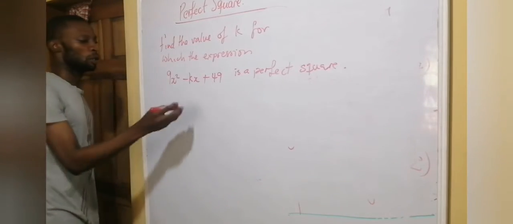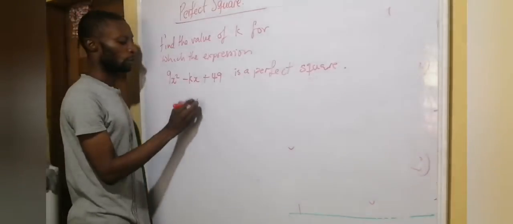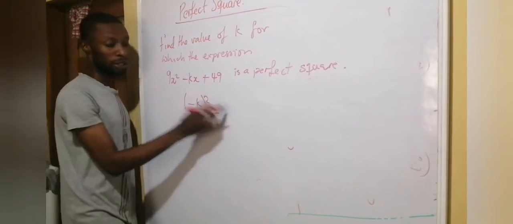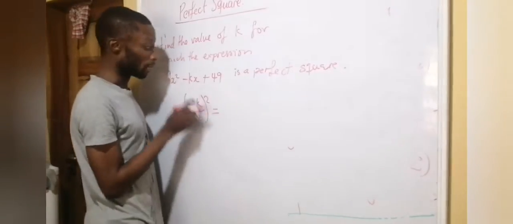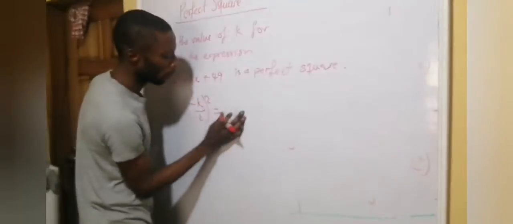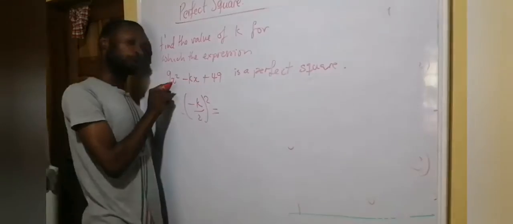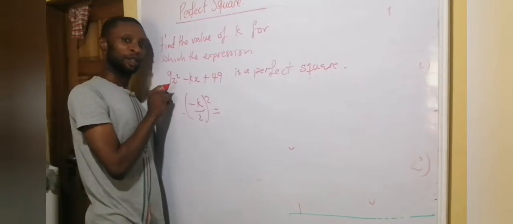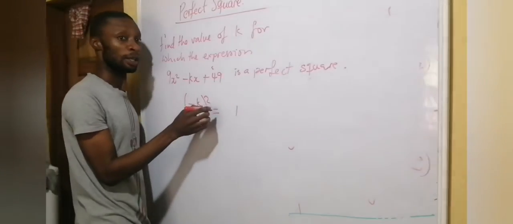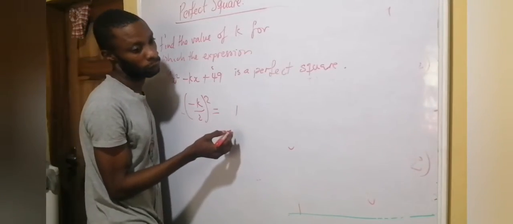So, what we need to do, normally we're supposed to do minus k over 2 all squared to give us the number. That's this one, we divide by 2, we square it, and it gives us the number here. You understand? But there's a problem. There's 9 here. So we do 49 times 9, that's 441.